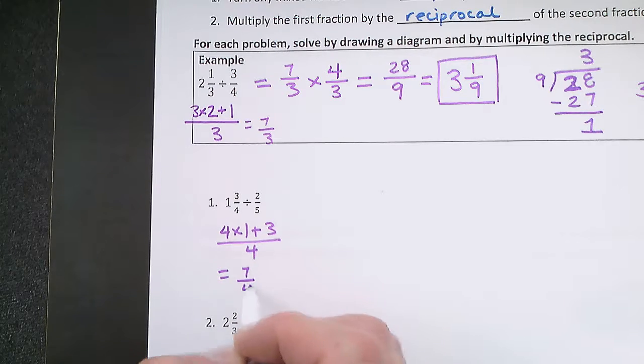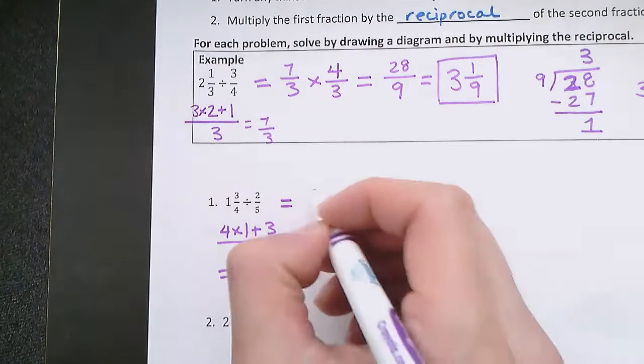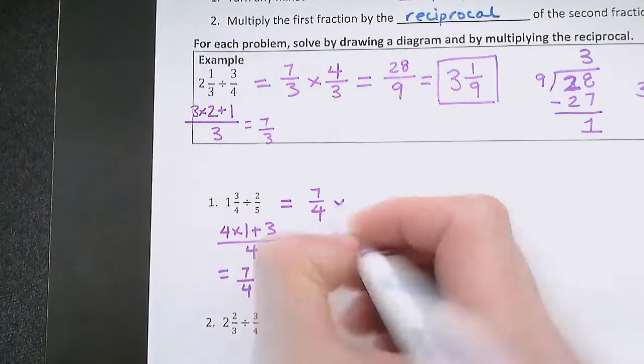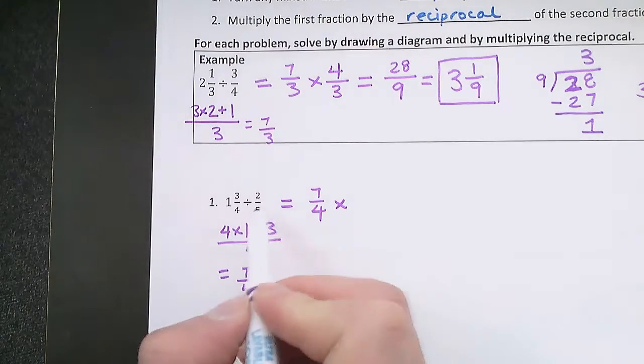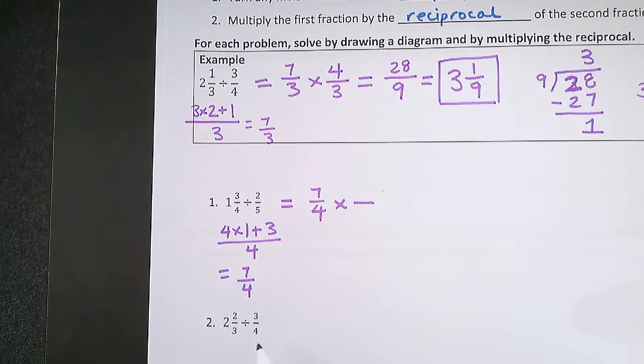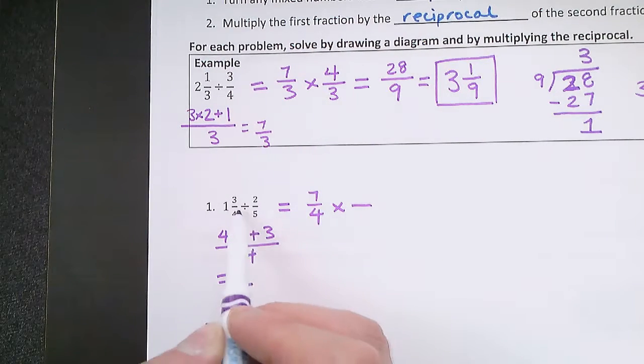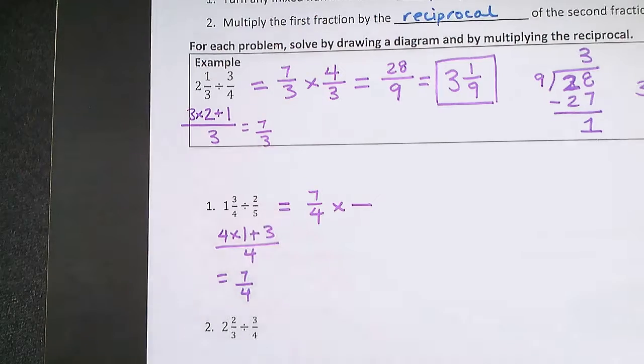7 over 4. Right? So now this equals 7/4 times the reciprocal of 2/5. Okay? So I'm not going to do that for you because now I want you to do that part on your own. Right? Dividing by 2/5 is the same as multiplying by the reciprocal of 2/5.